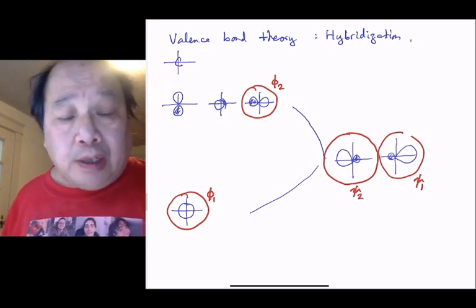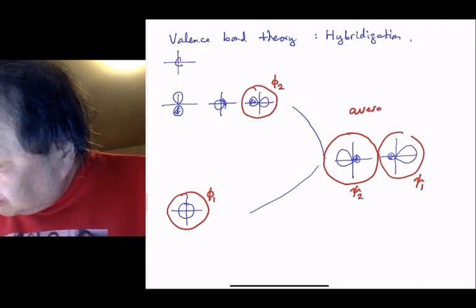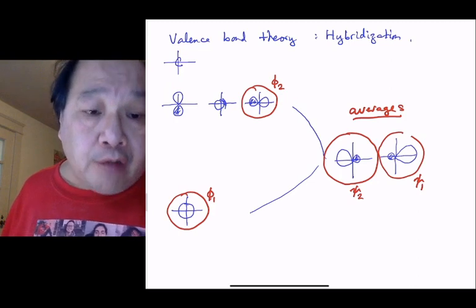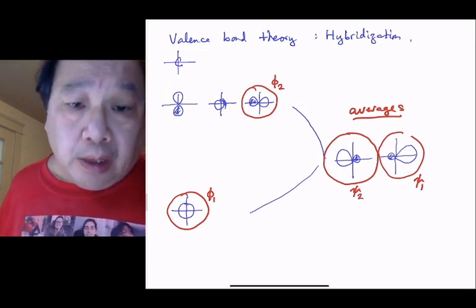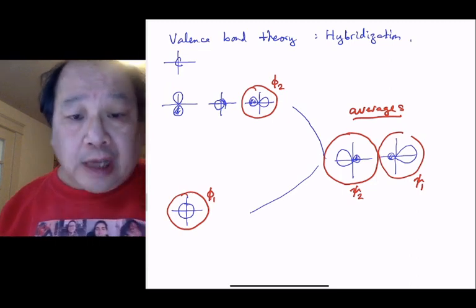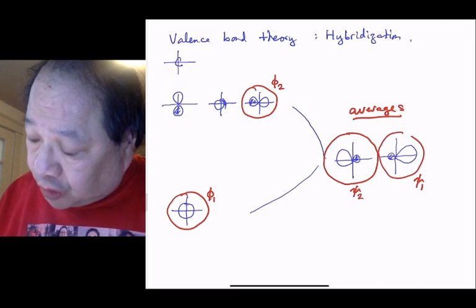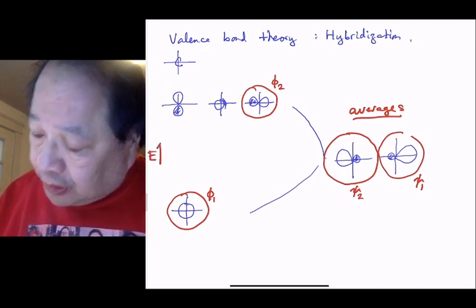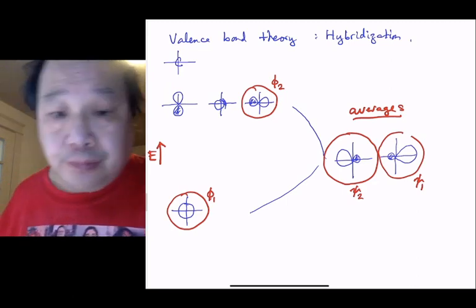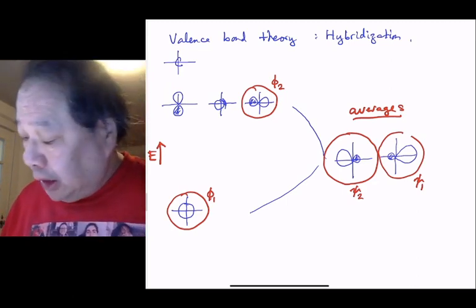Instead, when we mix these two, we are averaging. The sp hybrids are averages of s and p. There are no bonds, and therefore their energies are exactly the average of the s and p, which is why I've drawn them as I've done here, and this is actually an energy scale. So we're not making bonds, we're averaging the s and p, and there they are.